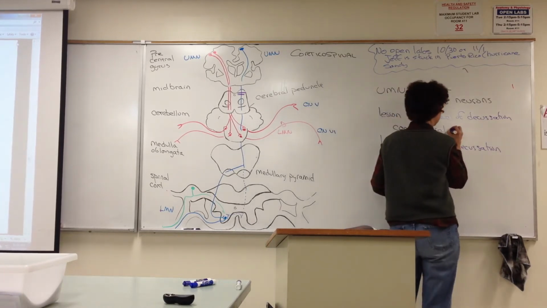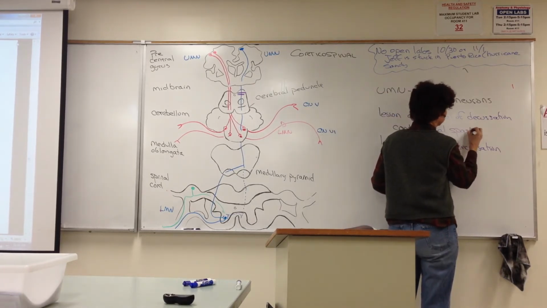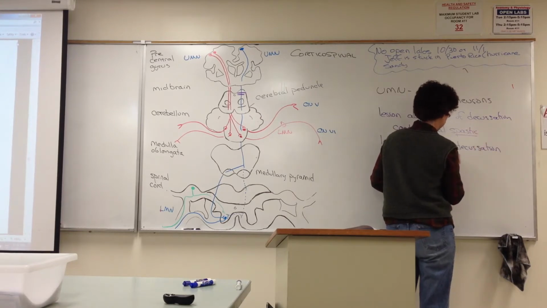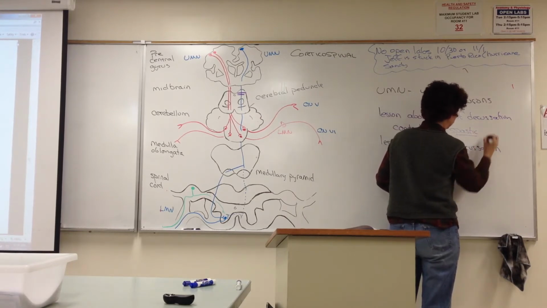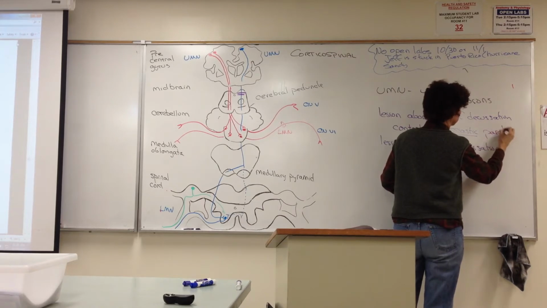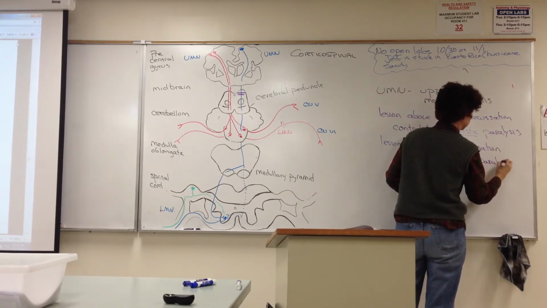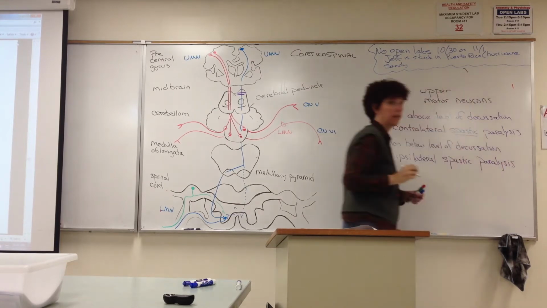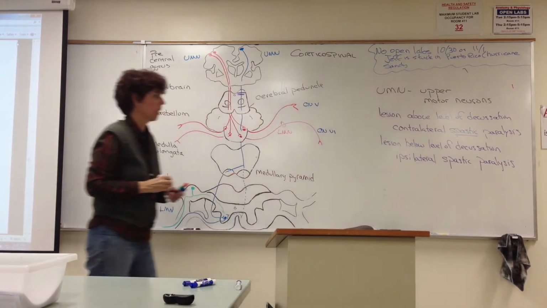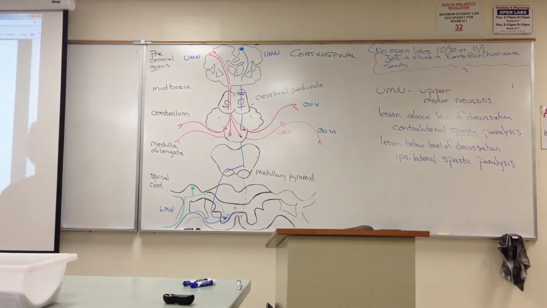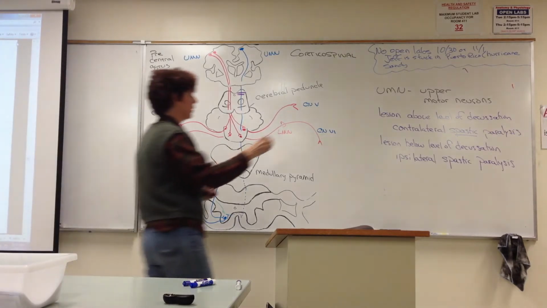it is going to be spastic paralysis. It just depends on whether it's contralateral or ipsilateral, whether it's above or below. But it's always spastic paralysis if it's the upper motor neuron.